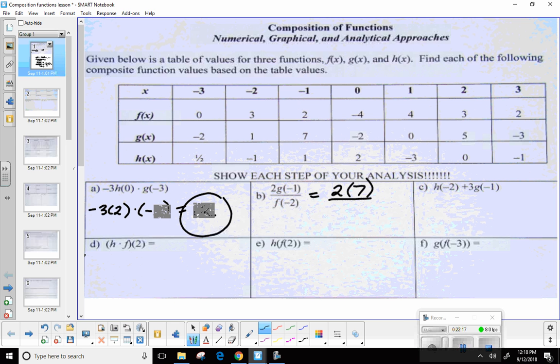So for the first time, I'm in the top row. What's the value of the function when x is -2? 3. And now we just simplify what we can. 2 times 7 being 14. There we go.